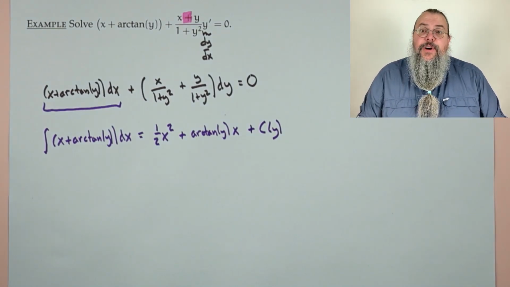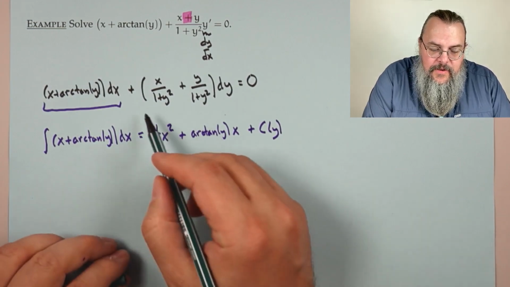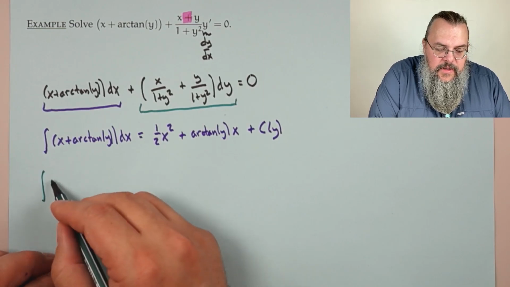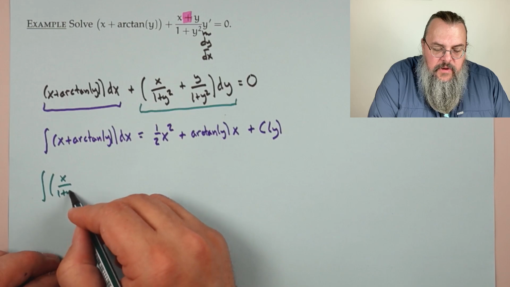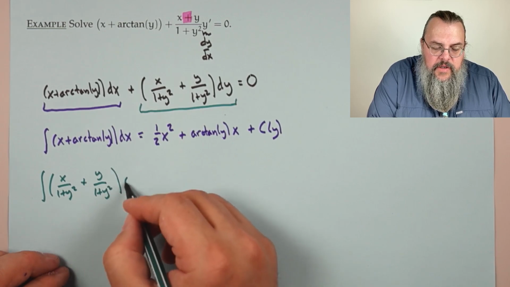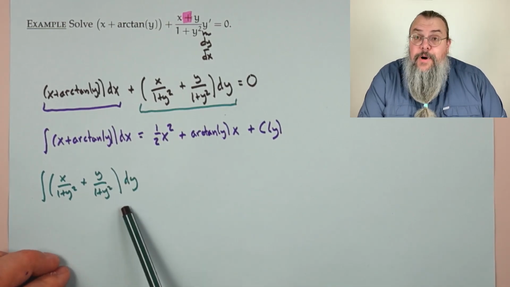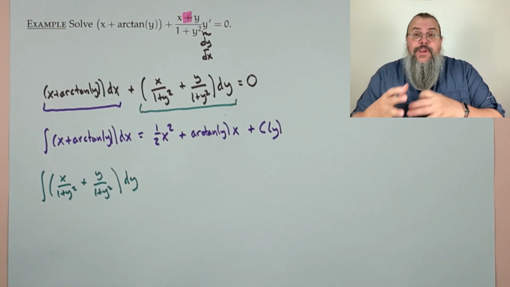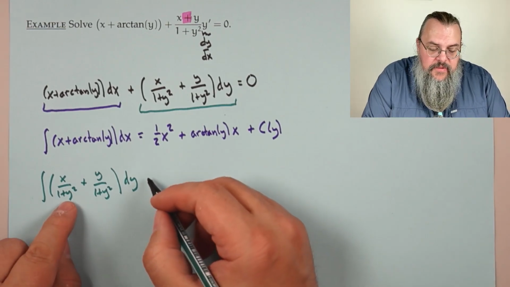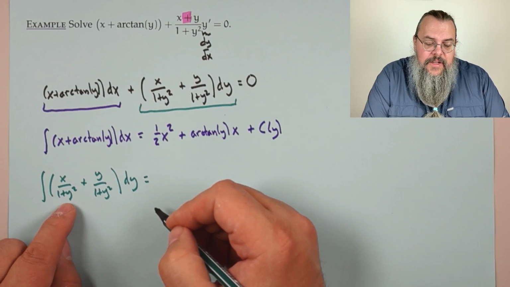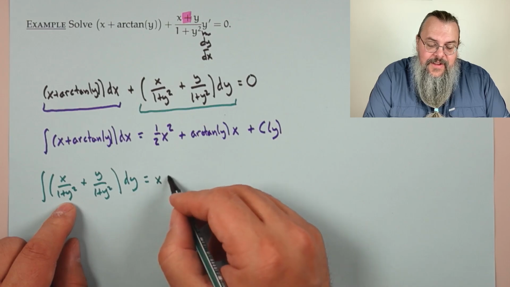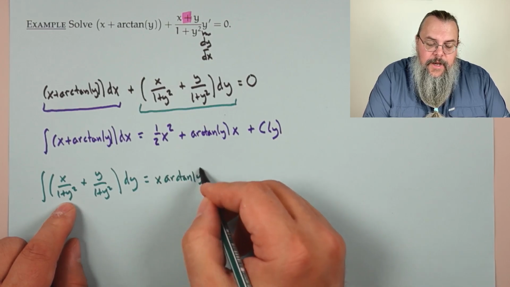Now we go and do our second integral. All right, so here we go. Integrate the second piece: the integral of x over 1 plus y squared plus y over 1 plus y squared dy. Again, the dy is telling us we're integrating with respect to y. Treat any x's like you would a constant. Well, in the first piece, the x is a constant, and then you have the integral of 1 over 1 plus y squared, one of my favorites. So that's x arctangent of y.